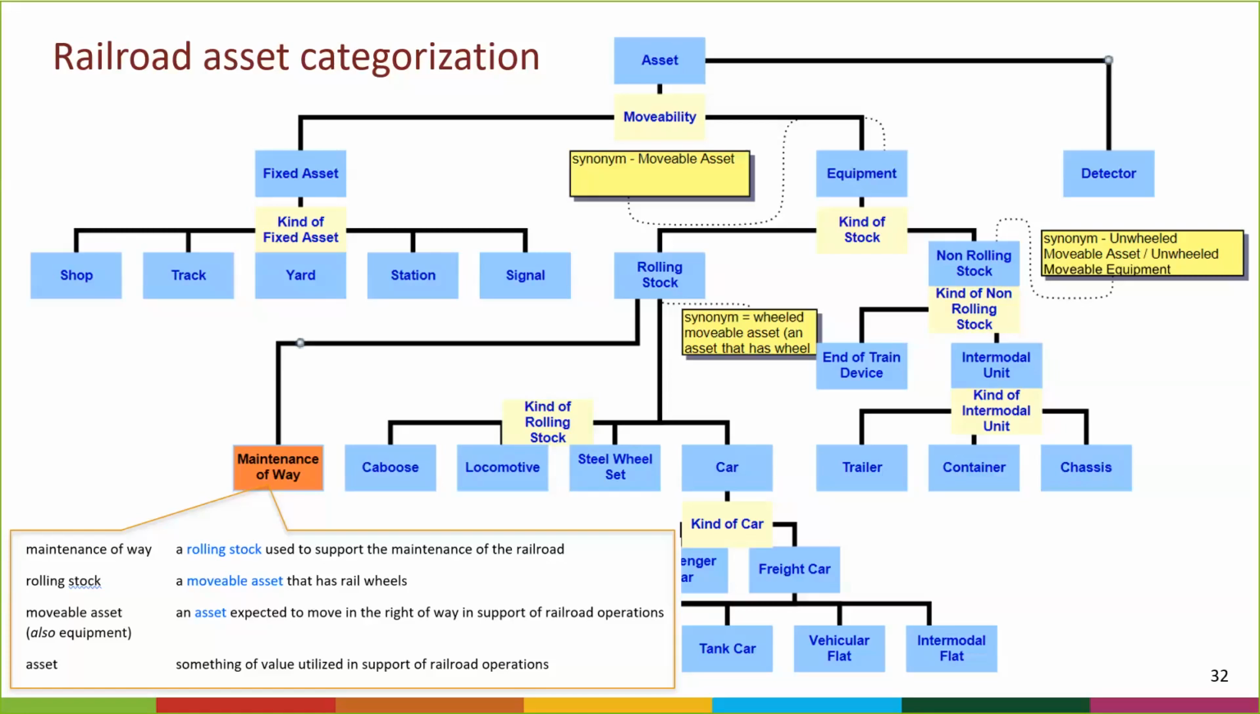you need to say. What is a movable equipment? Well, that's an asset, just following it up the black line, which is expected to move in the right of way to support railroad operations. And finally, you get to the highest level concept, asset, something of value utilized in support of railroad operations. What we have then is a very rich set of examples, a rich set of definitions that correlate directly with the model that we have given. Now, by doing this correlation, it makes the definitions much easier, much richer, and makes our diagram much more robust.